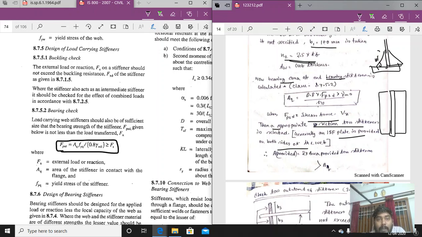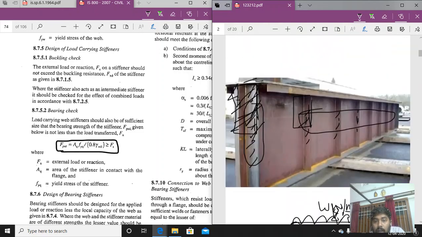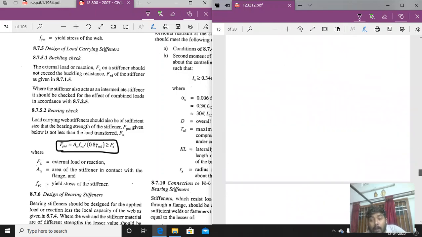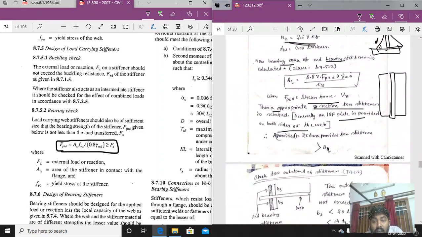Let us come to the picture that I have shown you. Always 2 bearing stiffeners are provided to balance the shear force, shear action. So 2 into the area provided for the stiffener. The total area provided should be greater than the Aq, that is the area required.